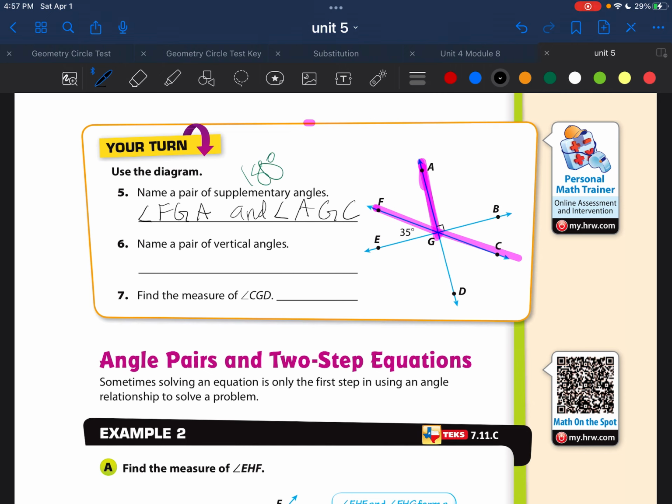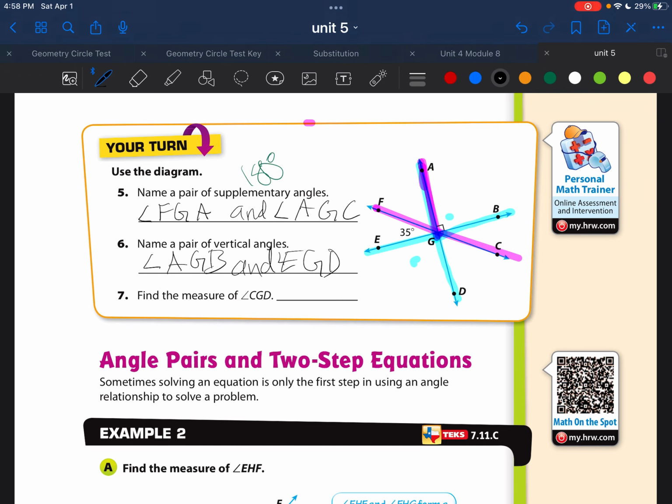Okay, now I need vertical angles. So I need opposite side angles. Okay, I'm going to do that in a different color. I'm going to choose blue. Okay, so let's see, we'll do these guys because they're opposites. So I'm going to do A, G, B, and E, G, D, because they're the opposite. All right, so make sure you write it out. So I did angle A, G, B, and E, G, D. Oops, I forgot my little angle.